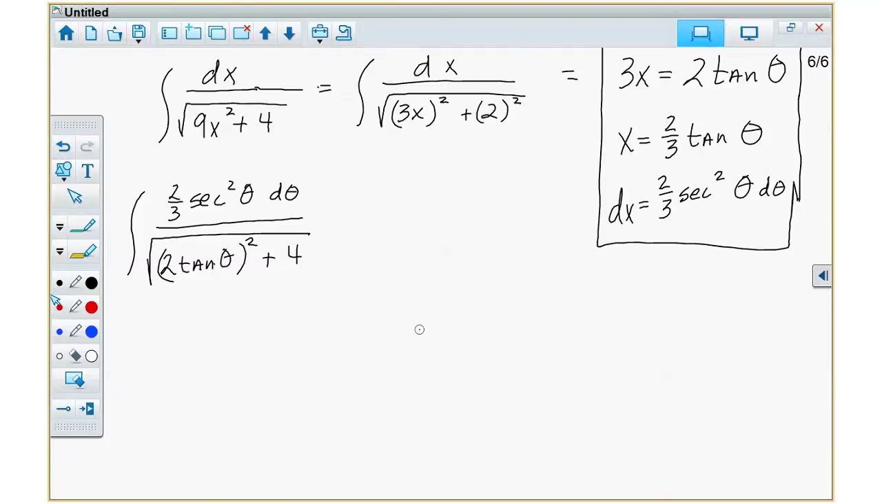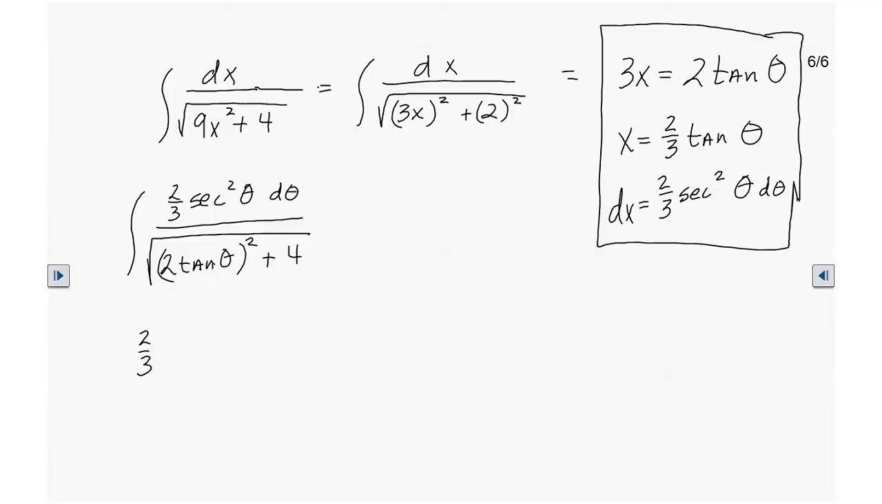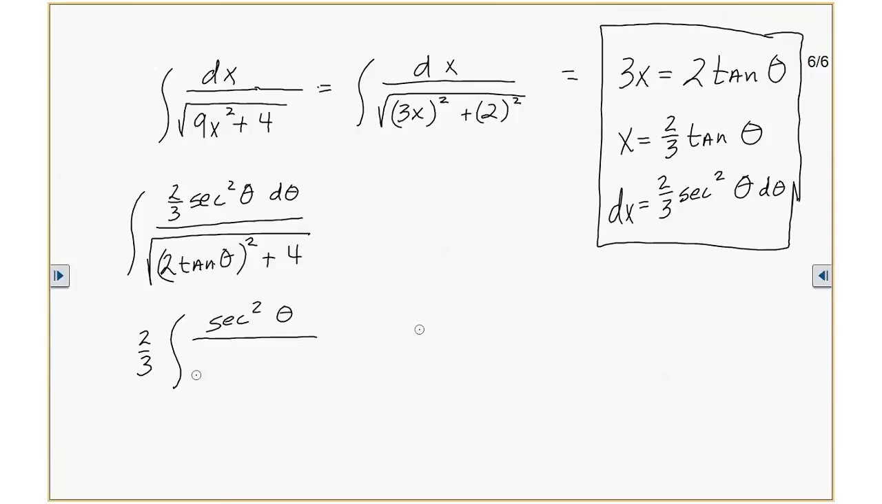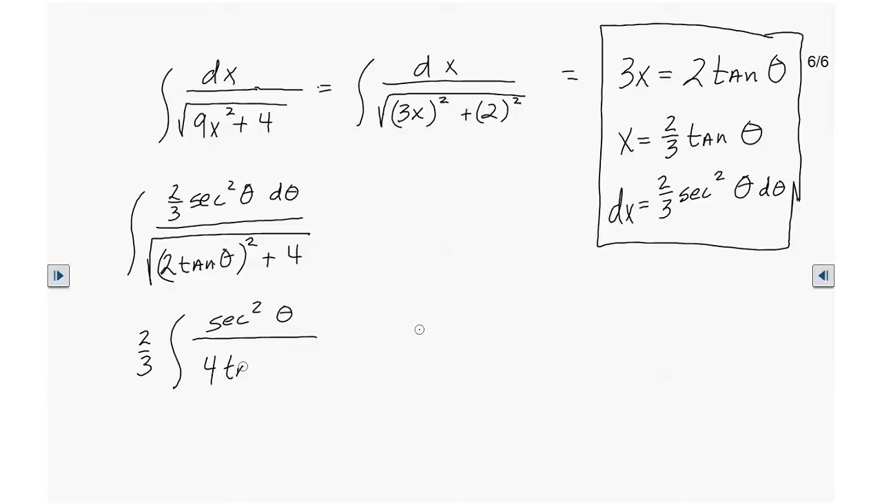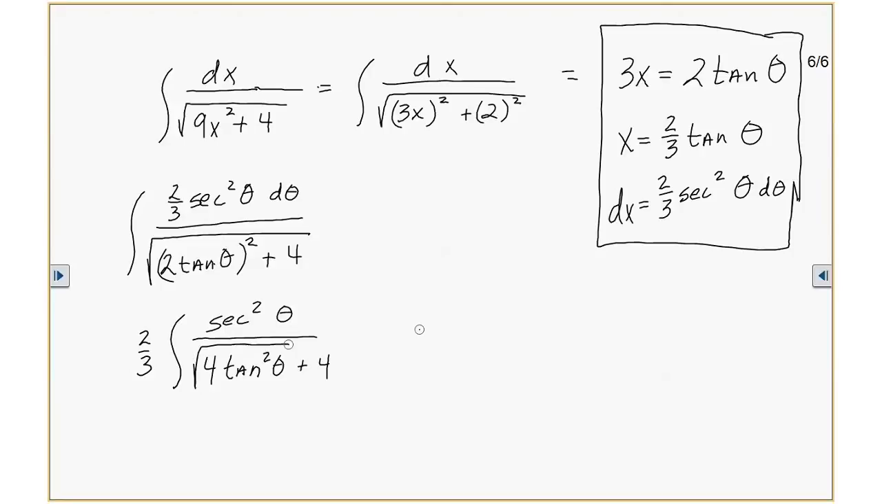All right, so I'm going to pull the 2/3 out. Secant squared theta over, I'm going to put 4 tan squared theta plus 4 under the radical. What'd you say? I'm sorry. Let's forget theta. Then we'll rewrite that and we'll factor out what down here. And you're starting to see, after you do the second or third problem, you'll start to see a pattern.